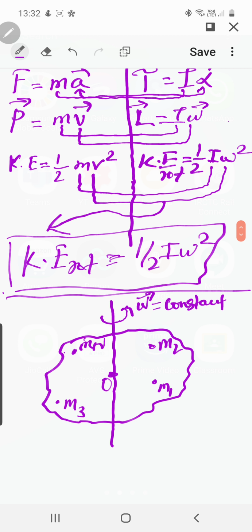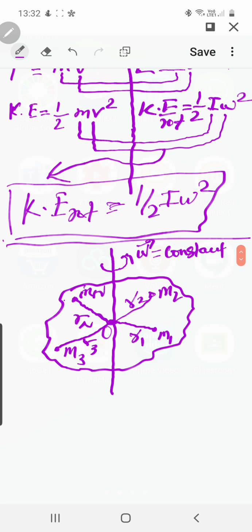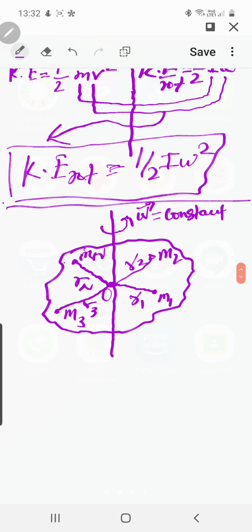From this center O, we draw lines at distances: this is r1, this is r2, this is r3, and this is rn. So with respect to the fixed axis of rotation, we have the distances r1, r2, r3 and rn, up to the n number of particles.